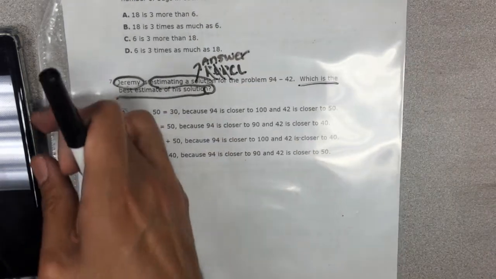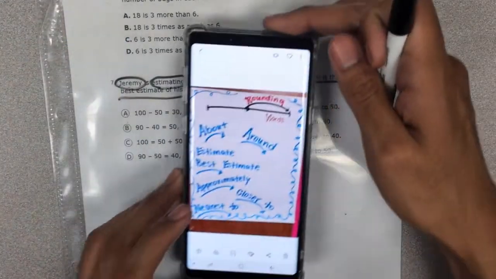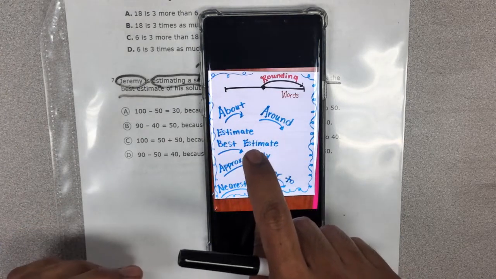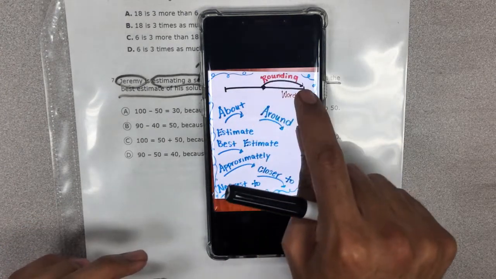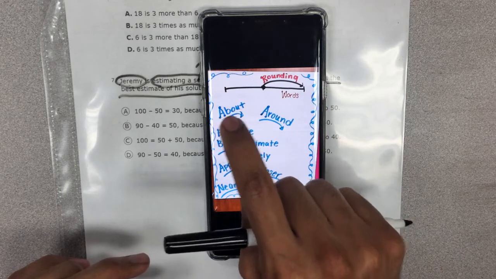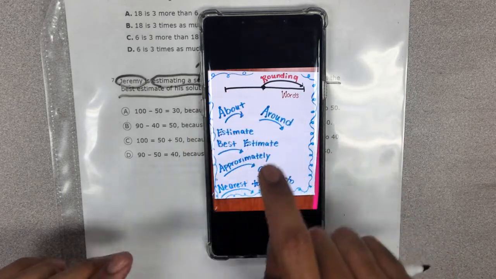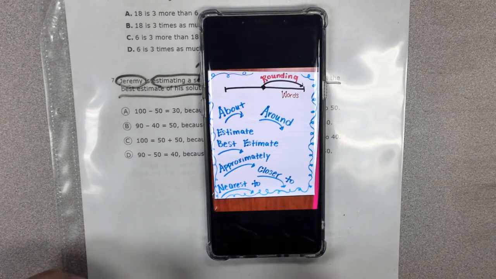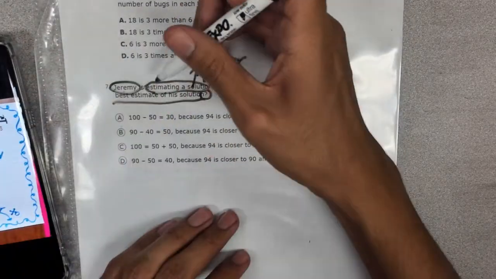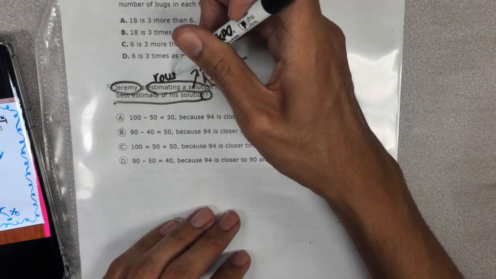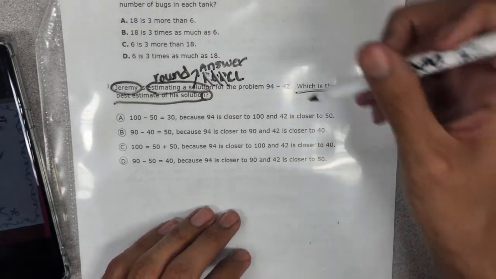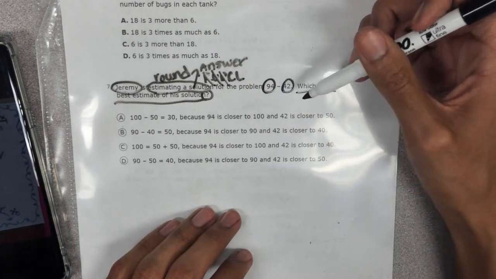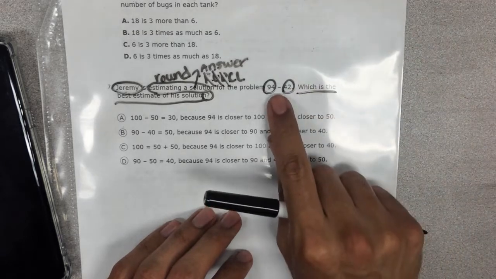If we take a look at our rounding words anchor chart, estimating we find twice. We find estimate and best estimate, and those are clues that we have to round in the problem, just like about and just like around. And all of these words mean that we have to hop to the number that's nearest to or closer to the number that they give us. So since we have to round, I'm going to label that with the word round so I don't forget. And I know that he's trying to round these numbers, 94 and 42, before he subtracts them.